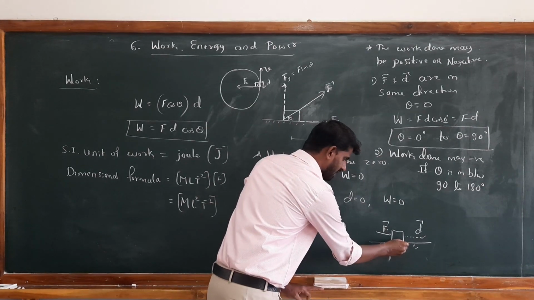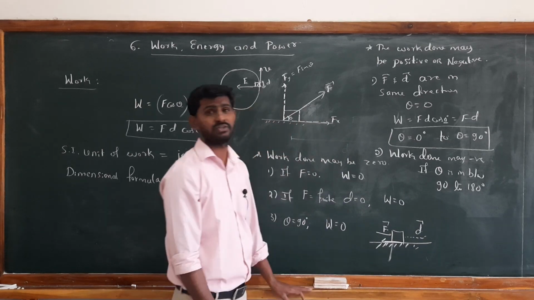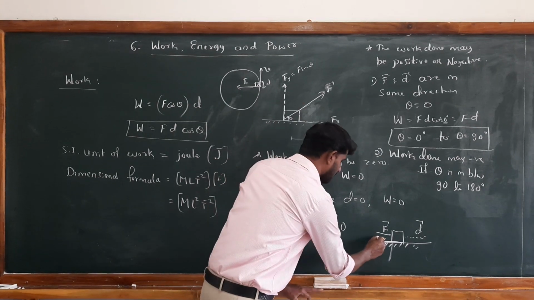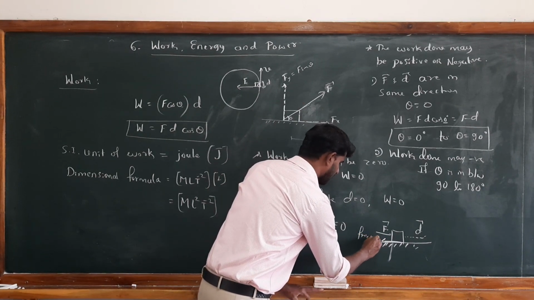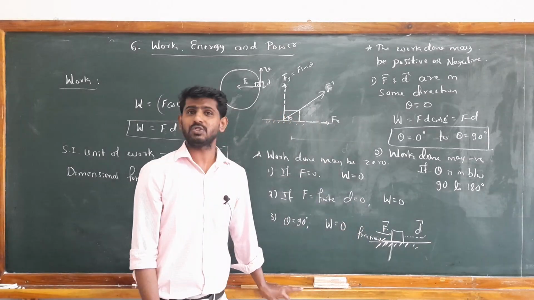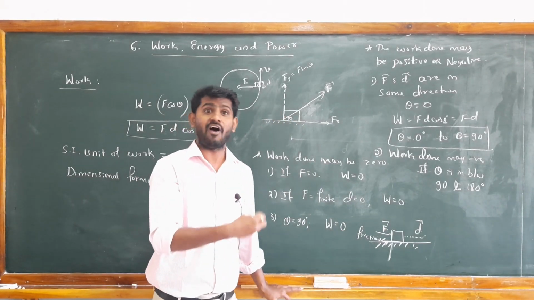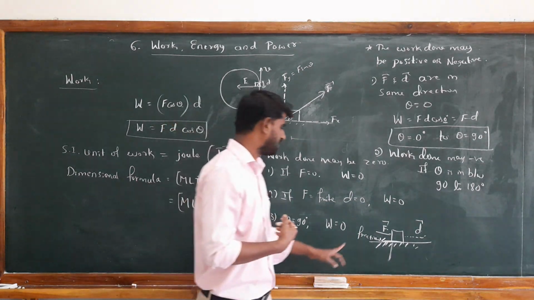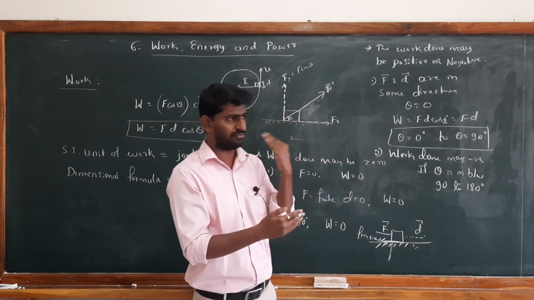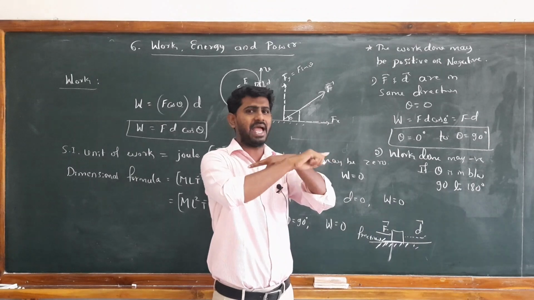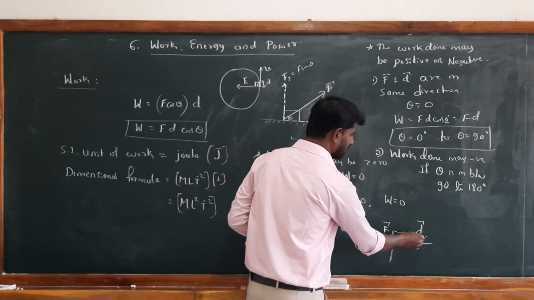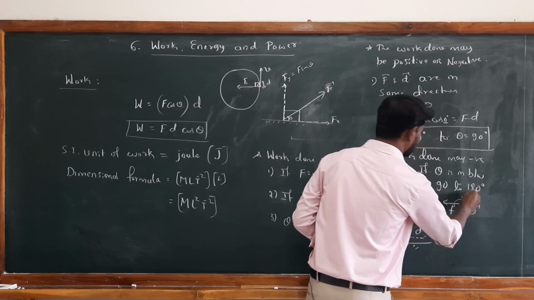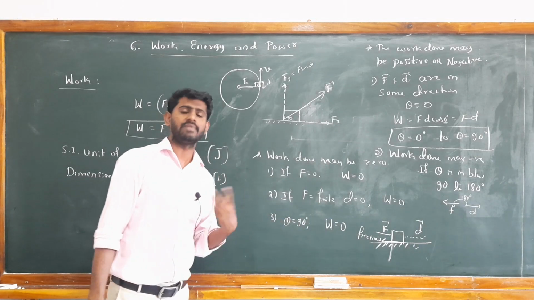At the same time the body experiences one more opposing force between those two surfaces. What do you call that force? That is frictional force. Now I want to get the work done on the body by the frictional force. The friction is in this direction and the displacement is here. The angle between those two is 180 degree. Now the work done will be negative.